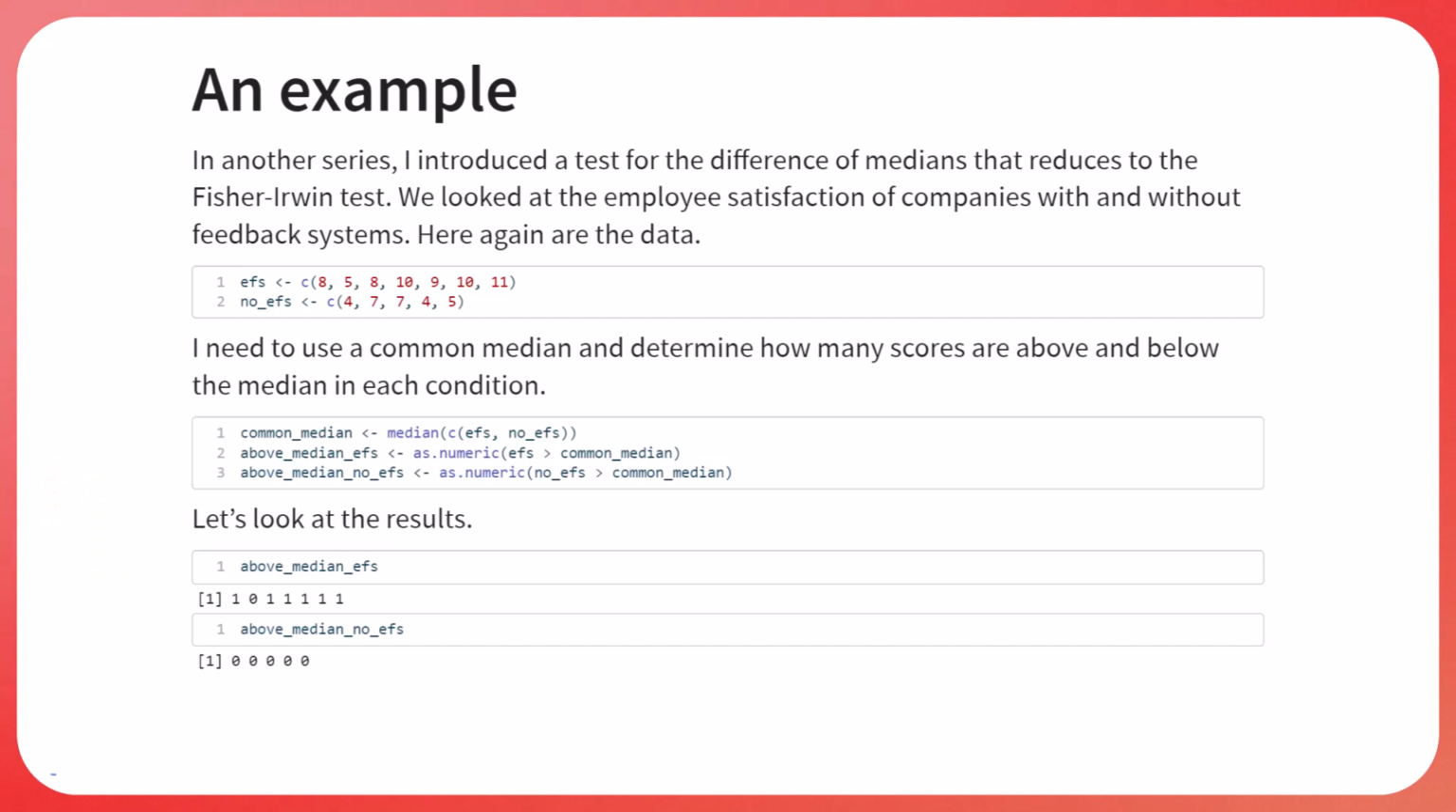Now, the fact that we're doing a median test, as I pointed out when I introduced the Fisher-Irwin test, means that we know in advance how many scores are going to be above and below the median. That is, because we have 12 scores, 6 have to be above, 6 have to be below. What we don't know is which kind of companies these will come from. But here are the results. We see that for the companies with feedback systems, we have 6 scores that are above the median, 1 is below, and with no employee feedback system, all 5 of the companies are below the median.